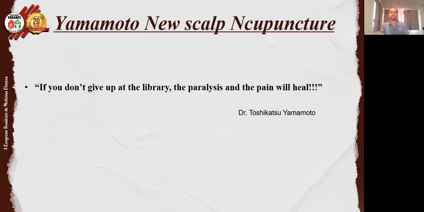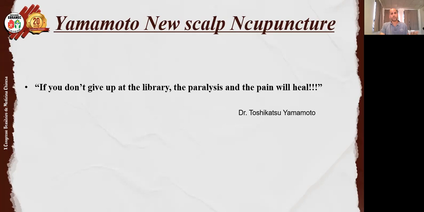And when I speak about YNSA, I always like to start with this sentence that Yamamoto speaks about: if you don't give up at the library, paralysis and pain will heal. Basically what he's saying is that the central nervous system and the peripheral nervous system can regenerate. If you keep stimulating it again and again, in the end the body can heal itself, and it will overlap the area that's damaged. That's what he's trying to say.